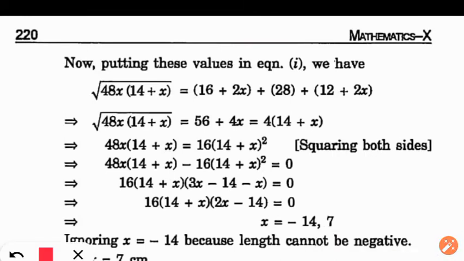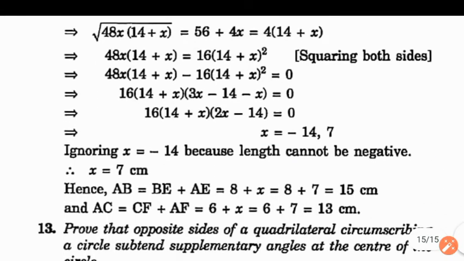And after solving, squaring both sides and all, you can see we have the values of x as minus 14 and 7. So minus 14 is not acceptable as length can never be negative. So x is 7 centimeter. So now we know the value of x.